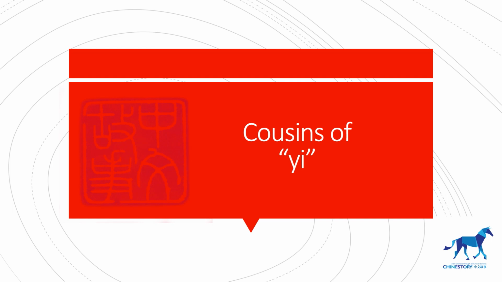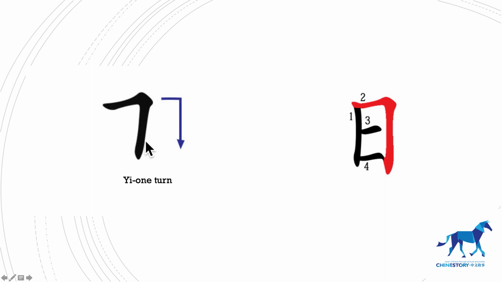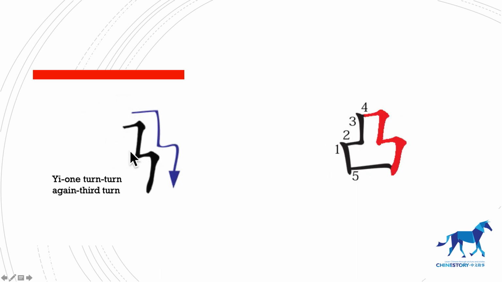Let's waste no time, and the time starts now. Let's start with the cousin of the horizontal stroke: horizontal, left swing. Horizontal, one turn. Well, that's sort of like a nickname. It's technically a horizontal stroke, but since it's turned almost 90 degrees, we call it horizontal, one turn. Next one is horizontal, one turn, turn again. Makes sense? Next one, horizontal, one turn, turn again, third turn.